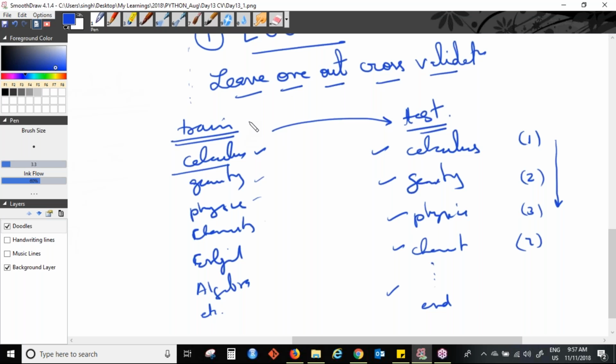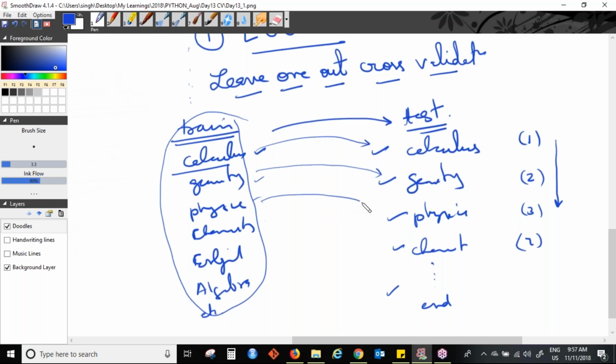I will prepare on all these topics, and then I will see how am I performing on calculus. Then I will see how am I performing on geometry. Then I will see how am I performing on physics, chemistry, and everything. This is what you actually do when you prepare for an exam, right? You test yourself on all the skills. So that is what is leave one out cross validation. Why leave one out cross validation? Because you are leaving one row out. These are all rows. So you're leaving one row out, and then you are checking whether your model is performing good on that particular row or not. So this is what you are doing.